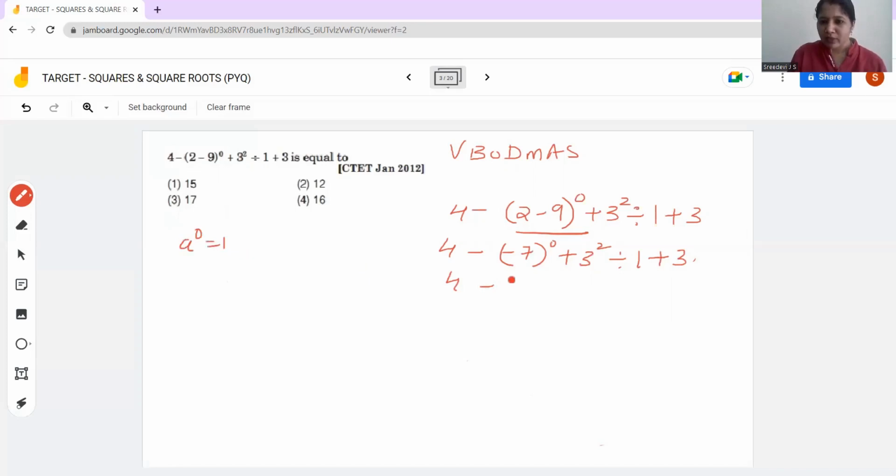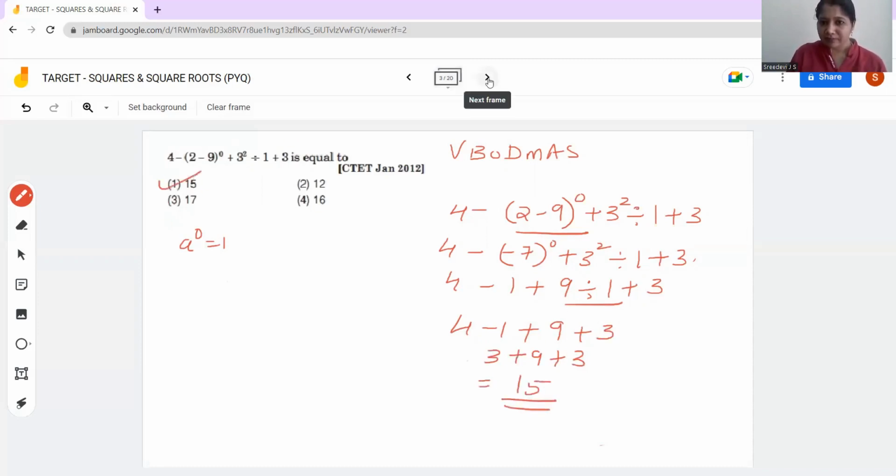So 4 minus 1 plus, then the order, the indices, we have to solve. So 3 square is 9, 9 divided by 1 plus 3. Now the division should be given the preference. 4 minus 1 plus 9 divided by 1 is 9 itself, plus 3. So we'll be getting 4 minus 1, that is 3, 3 plus 9 plus 3. 3 plus 3 is 6, 6 plus 9 is 15. So the answer is option 1, 15.